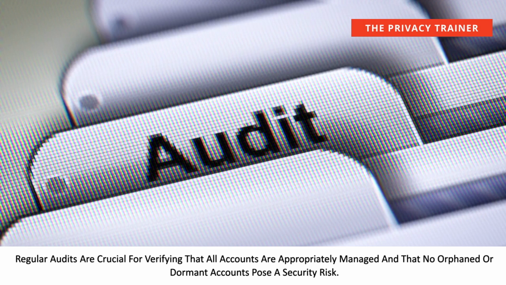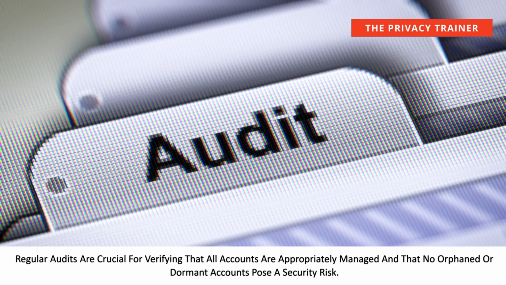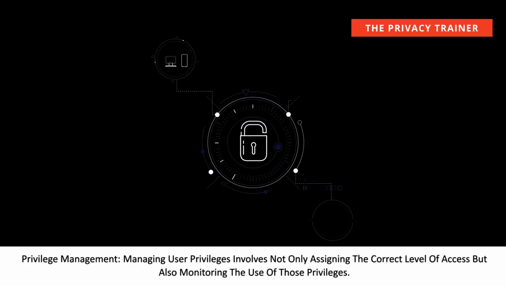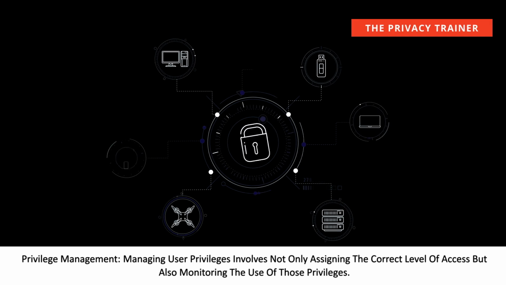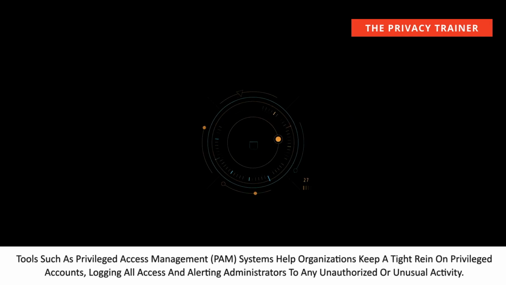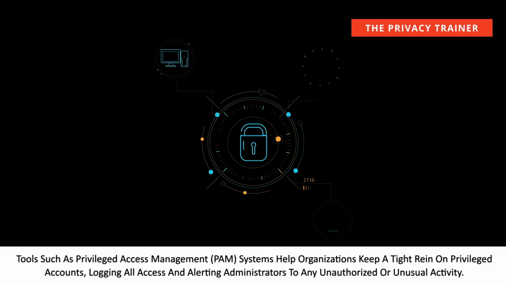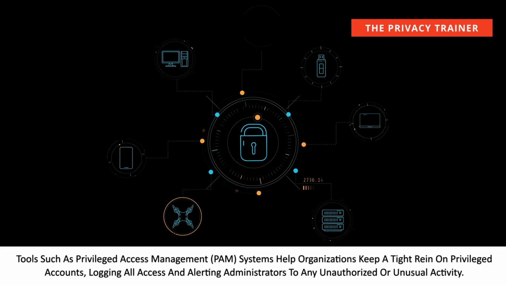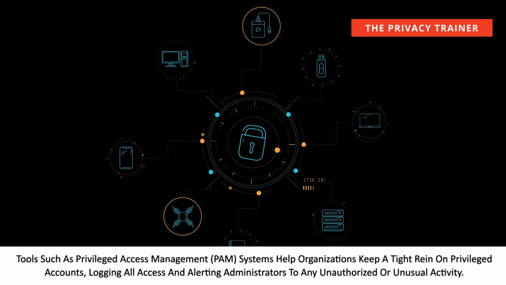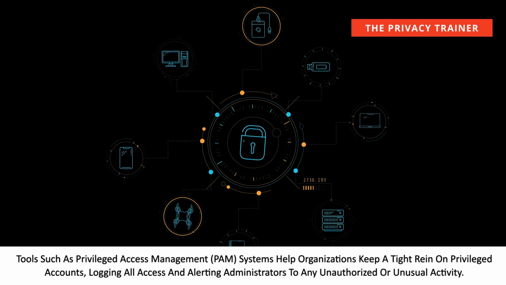Regular audits are crucial for verifying that all accounts are appropriately managed and that no orphaned or dormant accounts pose a security risk. Privilege management. Managing user privileges involves not only assigning the correct level of access but also monitoring the use of those privileges. Tools such as Privileged Access Management (PAM) systems help organizations keep a tight rein on privileged accounts, logging all access and alerting administrators to any unauthorized or unusual activity.